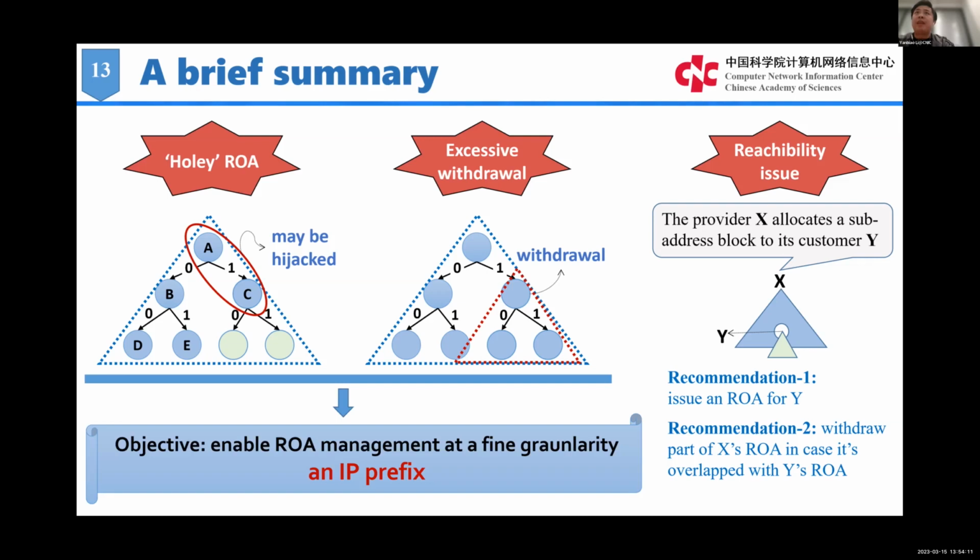To address them, the ROA encoding should enable authorization management at a fine granularity of an IP prefix.